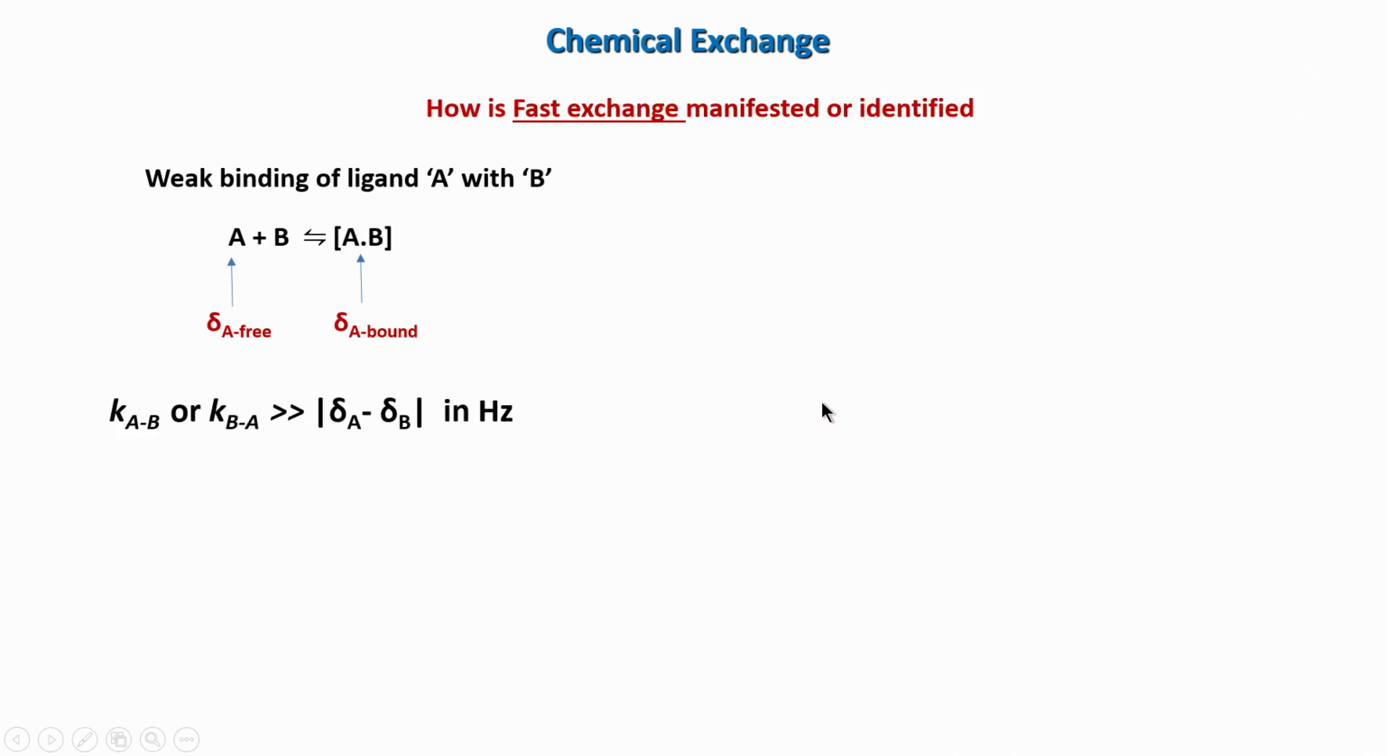In a fast exchange it will be a slightly different scenario, so let us look at that. Again, imagine this free ligand A which is binding to the protein B and forming a complex. Because we are assuming a fast exchange condition, it means the rate constant for conversion between AB and A is very much larger than the difference in the chemical shift between A in the free form and A in the bound form. So, please remember this is this chemical shift and this is this chemical shift.